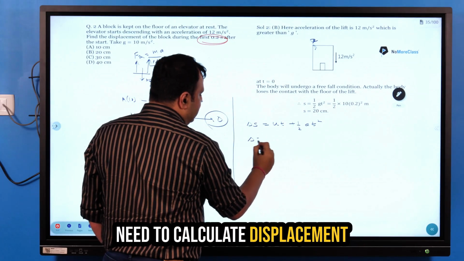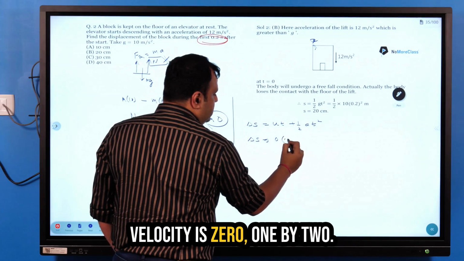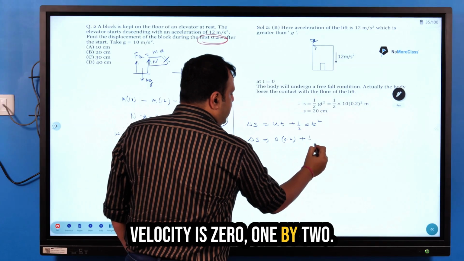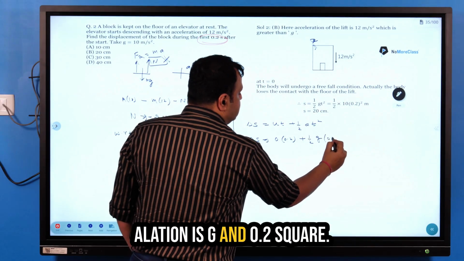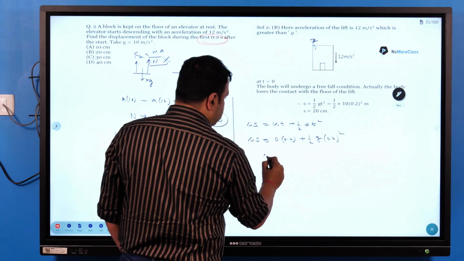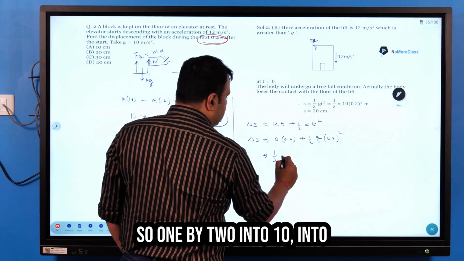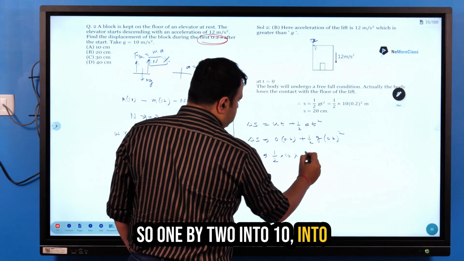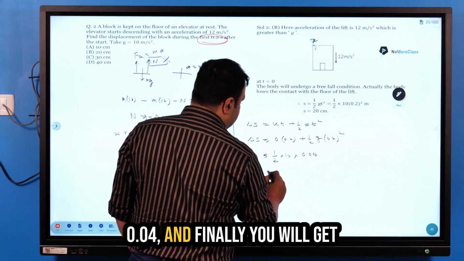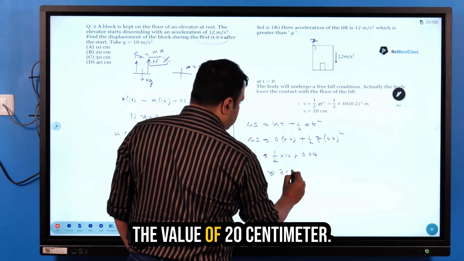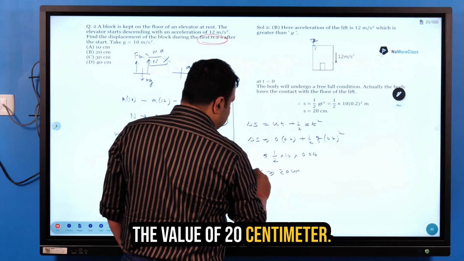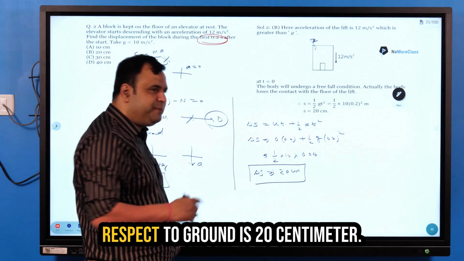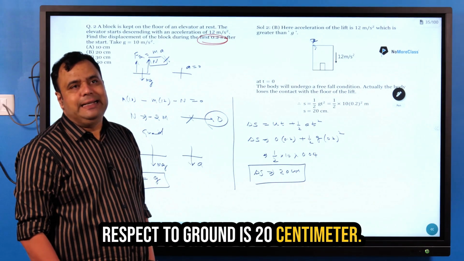So we need to calculate displacement. Initial velocity is 0. 1 by 2, acceleration is g, and 0.2 square. So 1 by 2 times 10 times 0.04, and finally you will get the value of 20 centimeter. So displacement of this block with respect to ground is 20 centimeter.